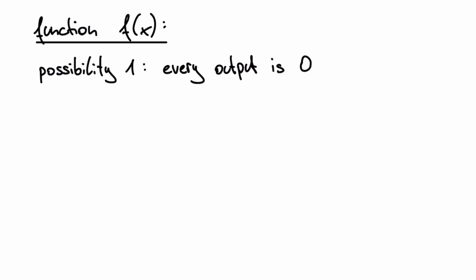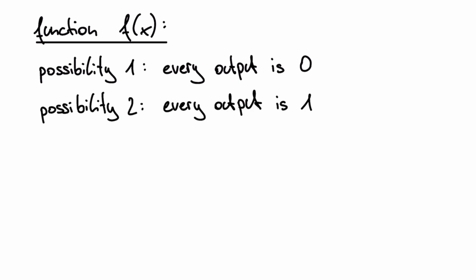That's the first case. The second case is similar, but this time, instead of always getting 0, we get 1 every time. We send in 0, 0, we get 1. We send in 0, 1, we get 1. 1, 0, 1, 1, 1, 1. So again, for every input, the output is exactly the same, just always 1 instead of 0. Both of these are examples of the function being constant, meaning that the output never changes, no matter what we put in.